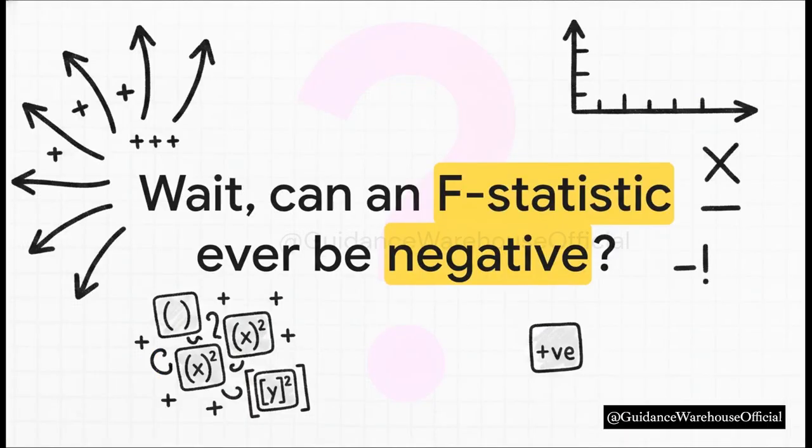Let's do a quick check here to make sure we're on the same page. Looking at those facts, you might be asking, wait, can an F statistic ever be negative? The answer is a firm, absolute no. And why is that? It's because the F statistic is built entirely on variances, which are squared values. And anytime you square a number, whether it's negative or positive, the result is always positive. Keep that in your back pocket. If you're ever taking a test and calculate a negative F statistic, stop and check your math immediately.